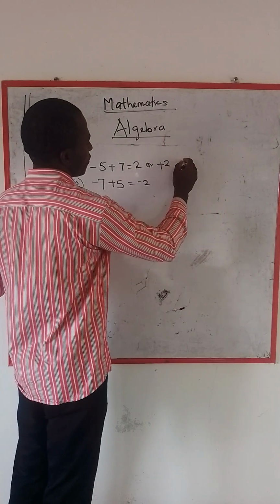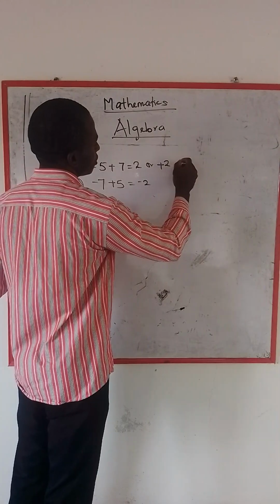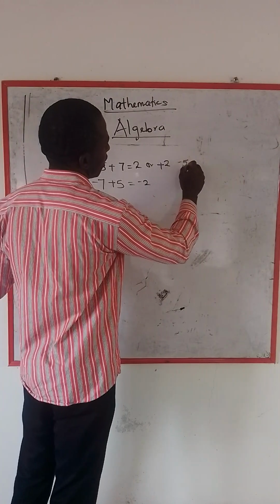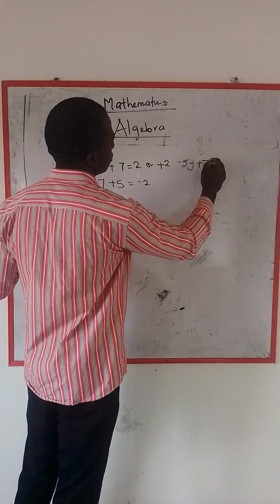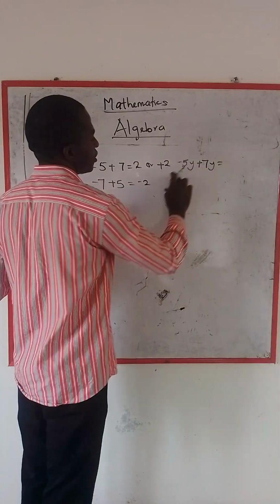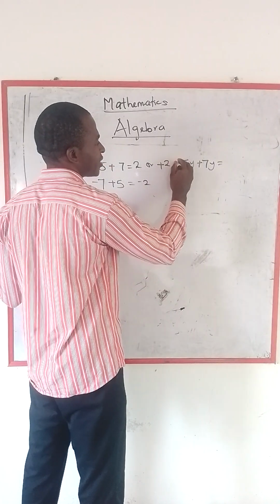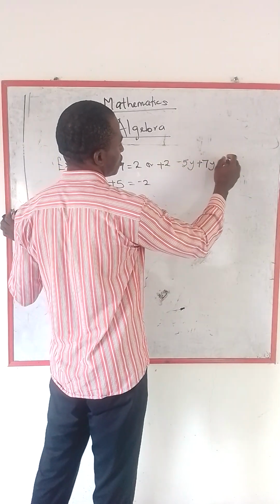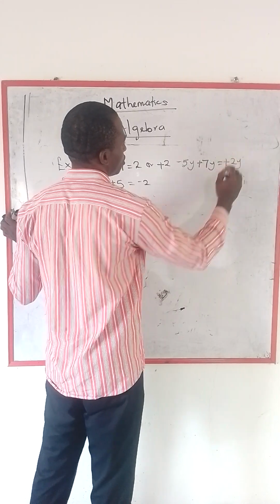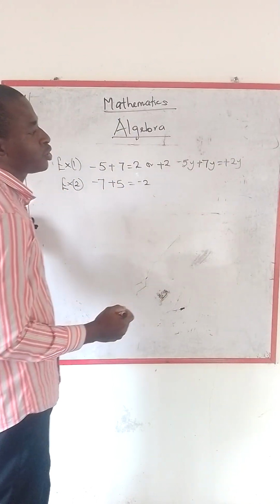Let me say minus 5y then plus 7y. Because they have something in common, they are like terms. So just the same way I have it there, it's going to be what? Plus 2y. They have something in common.